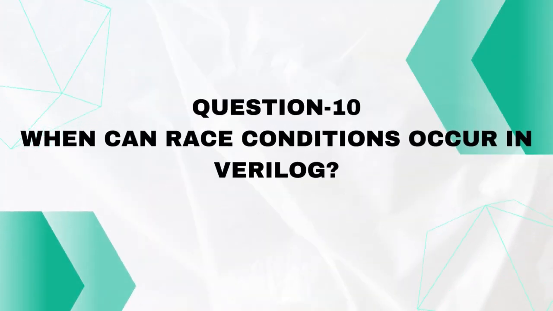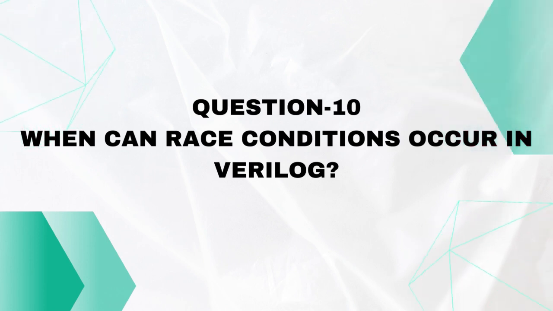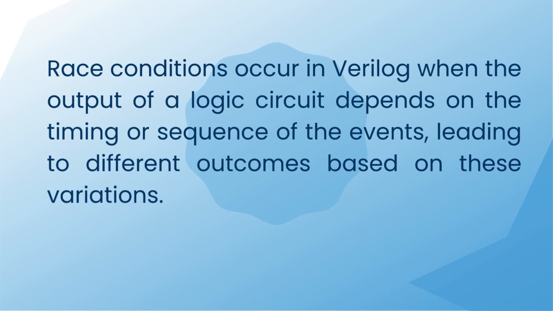Now the last question of this video is, when can race conditions occur in Verilog? So race conditions occur in Verilog when the output of a logic circuit depends on the timing or sequence of the events, leading to different outcomes based on these variations.